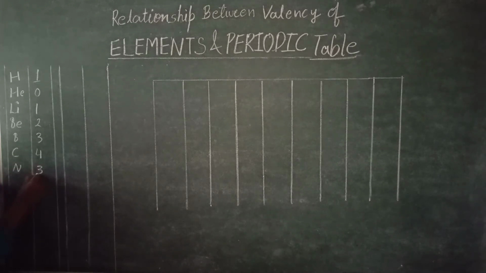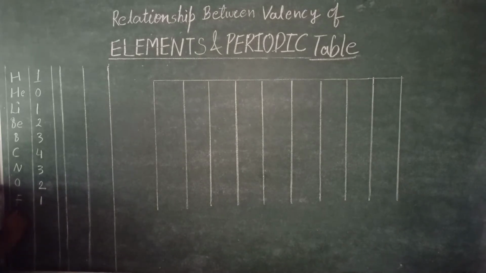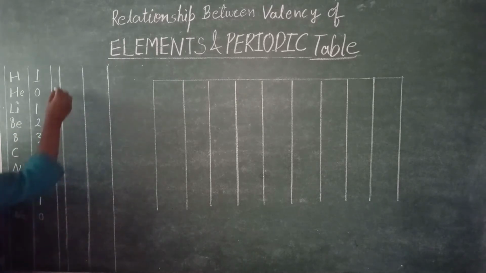Its valency 3. Then after nitrogen, oxygen. Its valency 2. Then after oxygen, fluorine. Its valency 1. And after fluorine, neon. Its valency 0. So this is up to 10. Again 11.